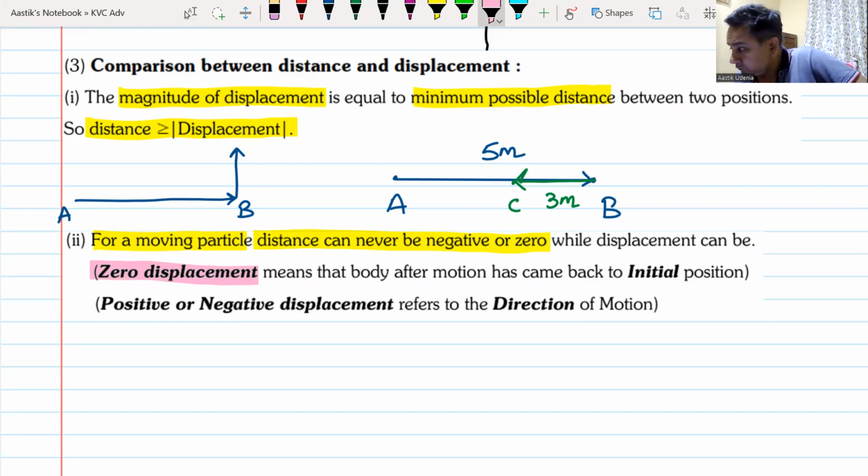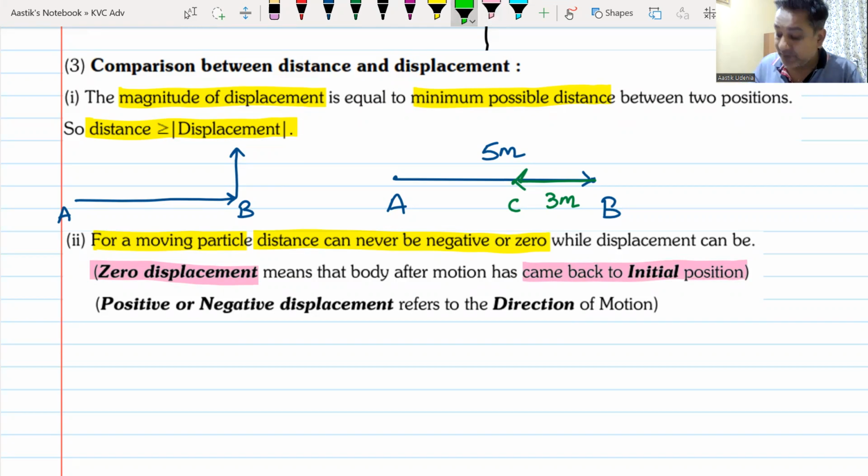When it reaches the initial position. When it comes back to the initial position. Yes or no? We understand this? Yes, sir. So, if the particle is moving in such a way that it comes back to its initial position, displacement can be 0, but distance traveled by that body will never be 0 if it is moving. Do we understand this?